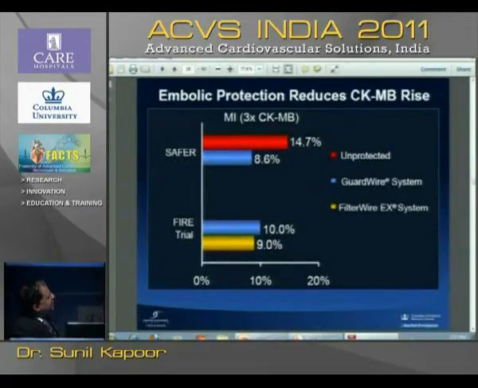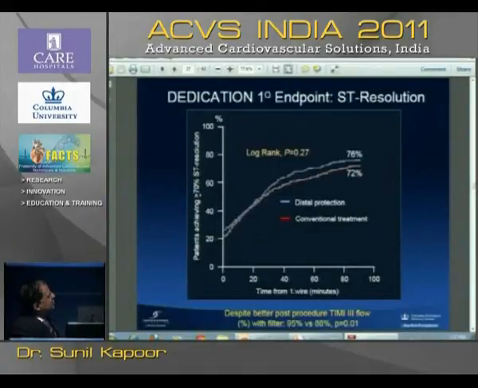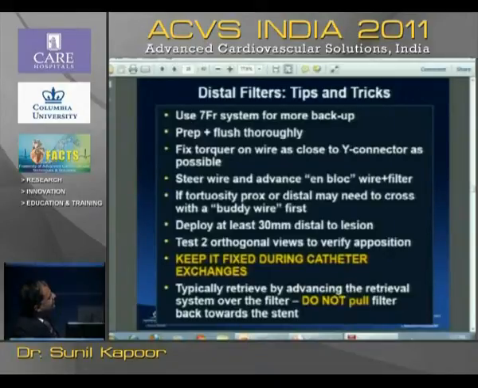Again, embolic protection with the SAFER trial, the CK-MB rise was 14.7 with the GuardWire, and here it's 10 and 9, so not much different. Next slide. So in head-to-head comparison, there was no significant difference between any of those devices used. Next slide. Now what are the tips and tricks?